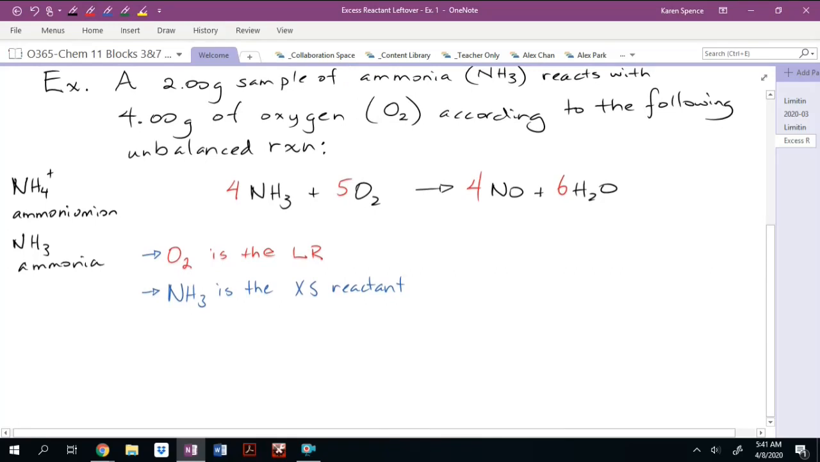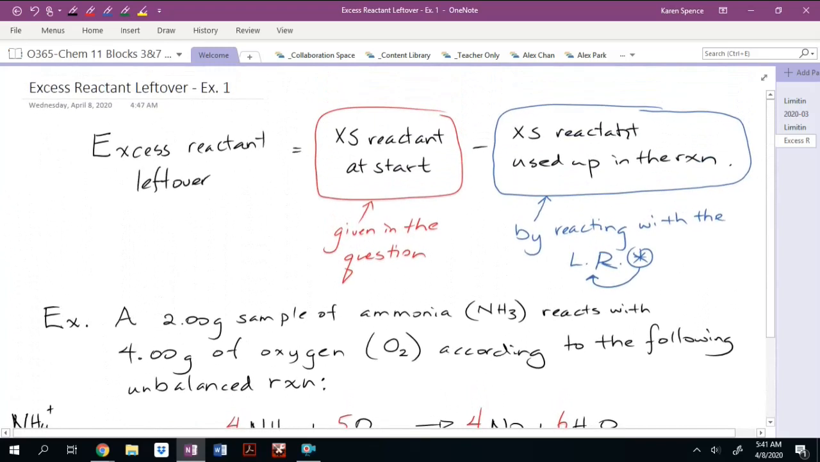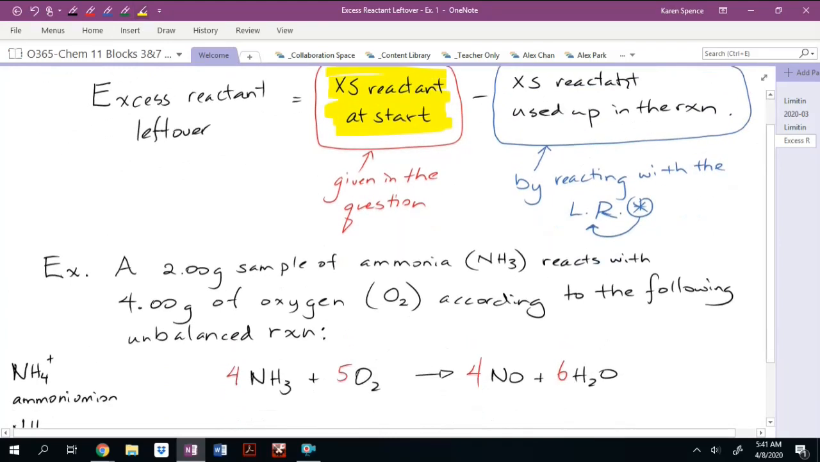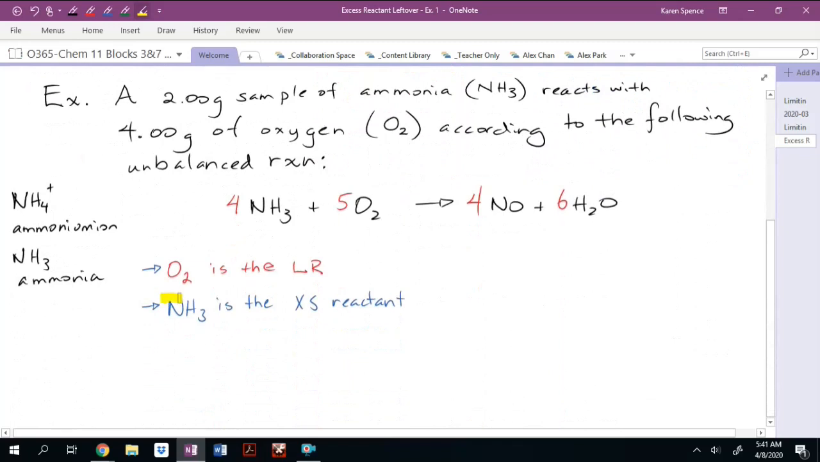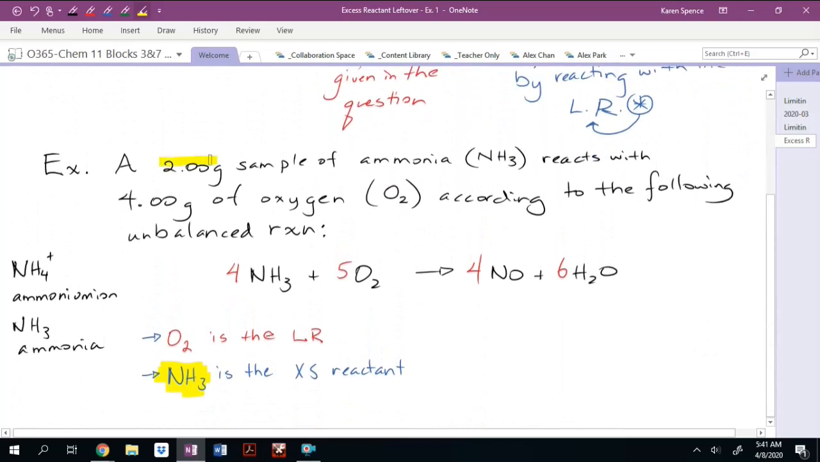Okay, so we want to find, going back here, the amount of excess reactant left over, and that is equal to the amount of excess reactant at the start. Okay, and the excess reactant, remember, was the ammonia. So how much ammonia did we have at the start? We had 2 grams of ammonia.